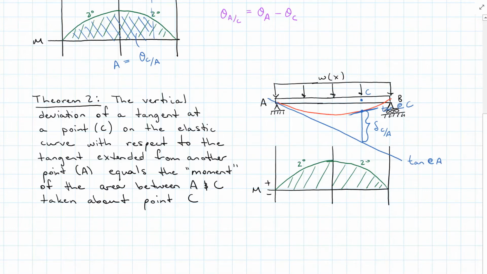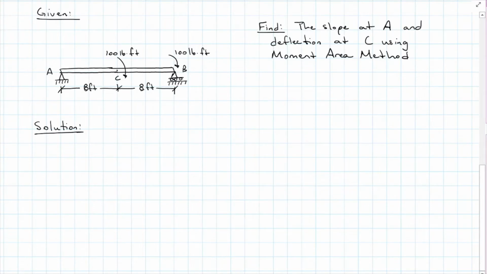And that distance can be found by taking the moment of the area between C and A, so that's going to be this blue shaded area, about C. So we're going to have a center point here. That'll be our distance x bar, if you will. This taken about C. Let's put this into practice.